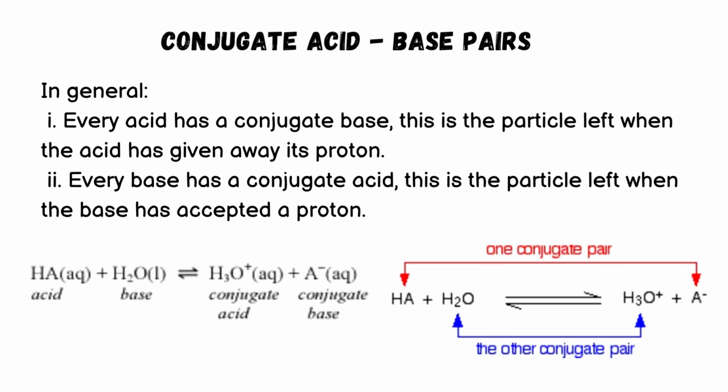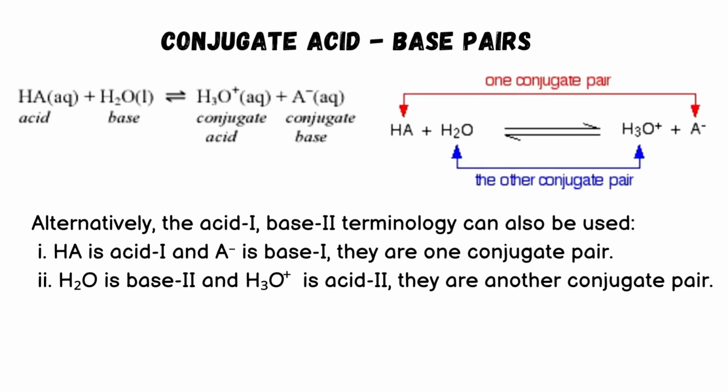In general, every acid has a conjugate base. This is the particle left when the acid has given away its proton. Every base has a conjugate acid. This is the particle left when the base has accepted a proton. In this equation, you can see acid plus base gives conjugate acid and conjugate base. One conjugate pair is HA and A-, and the other conjugate pair H2O and H3O+.